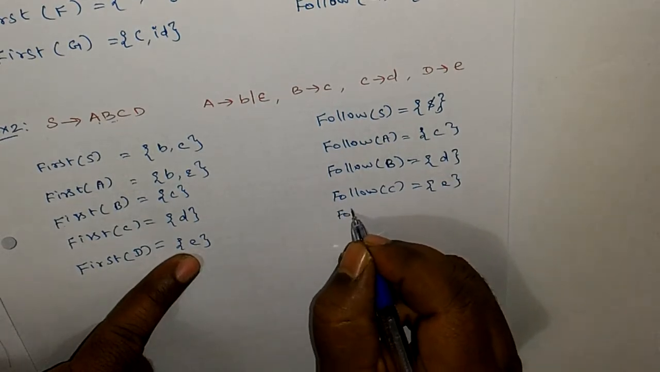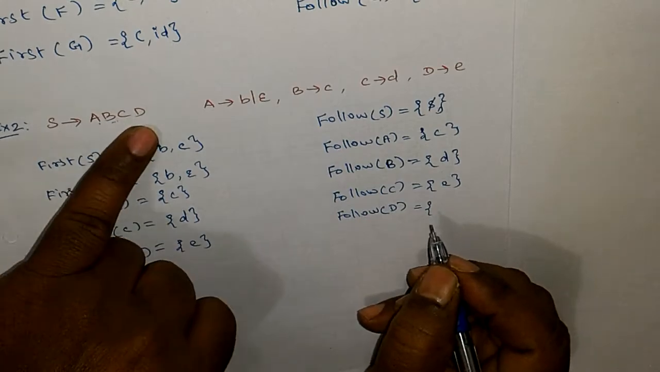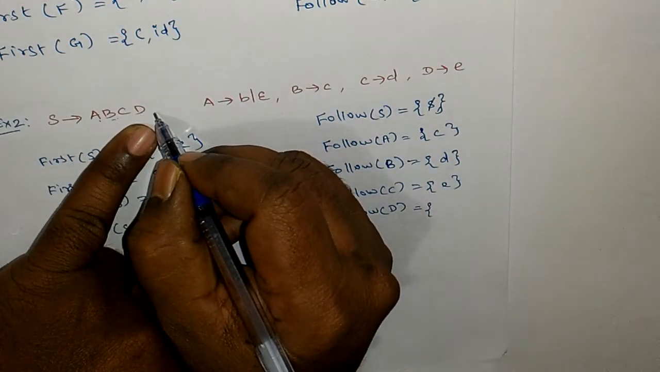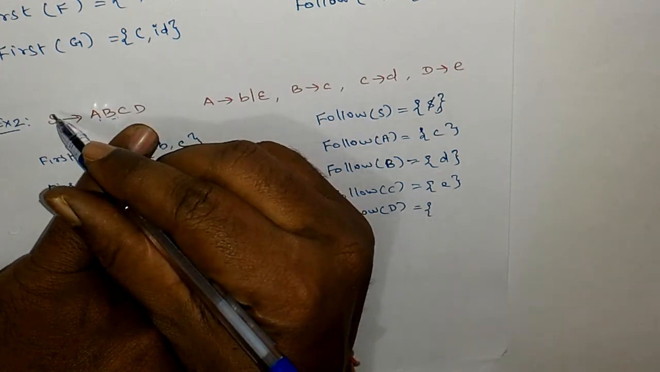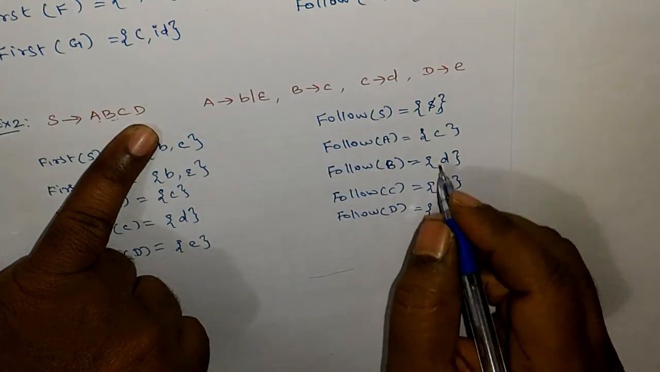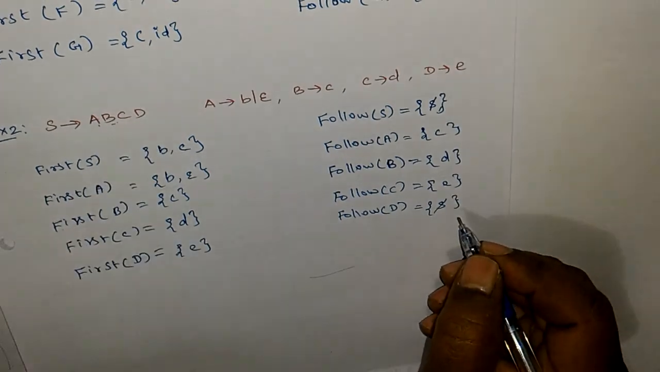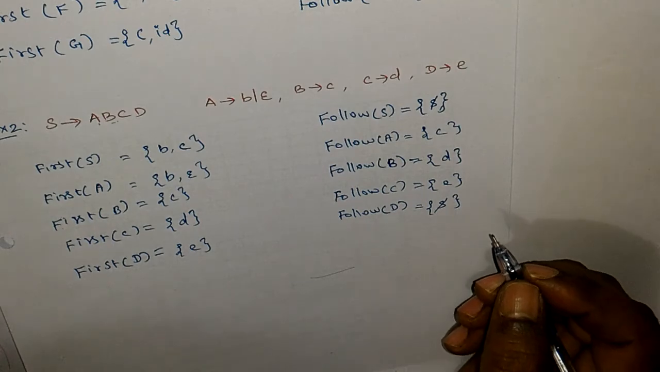Then follow of D. Look here, after D nothing is there. So D follows its LHS, S, so follow of D is follow of S. What is follow of S? Dollar. So this is the follow of the given grammar. Thanks for watching.